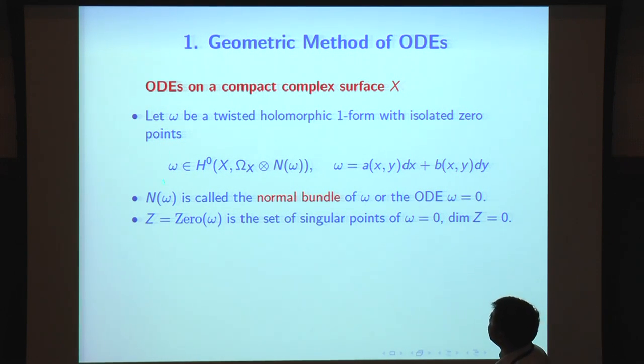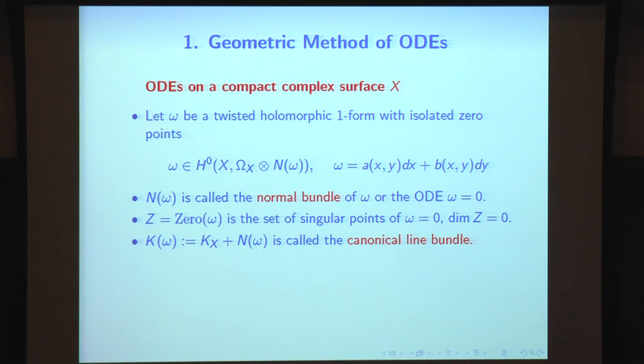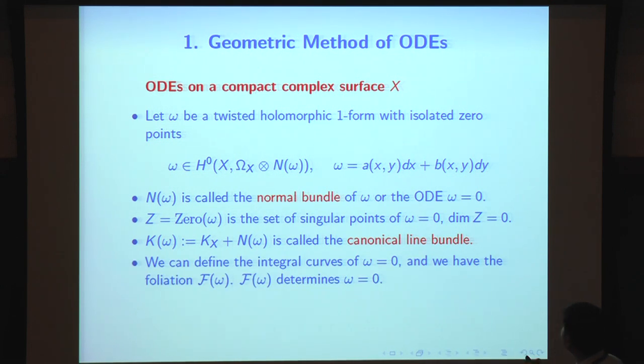The zero set of the differential form is exactly the singular points of the ODE, the common zeros of A and B. So it is the singular point set of the ODE. By the assumption, the dimension of this zero set is 0, so it consists of only a finite number of points. Now we can introduce the canonical divisor of this ODE. What is the canonical divisor? The canonical divisor is just K_X plus the normal bundle. This is called the canonical line bundle of the ODE, or the canonical line bundle of the differential form.